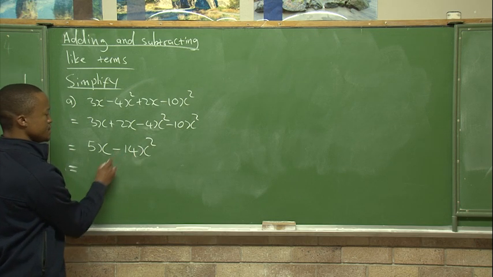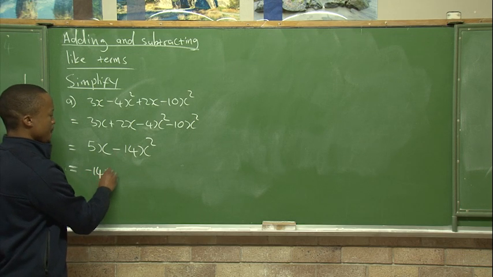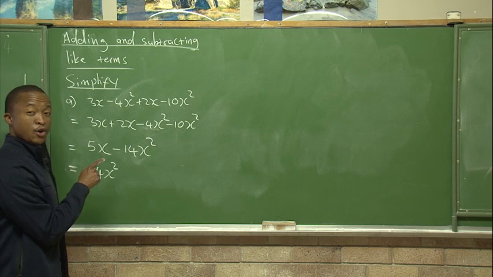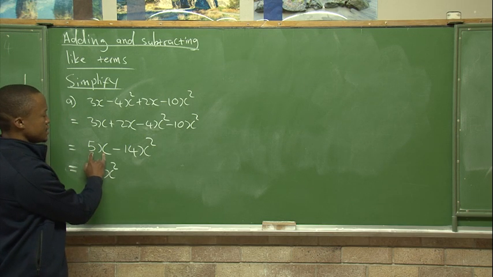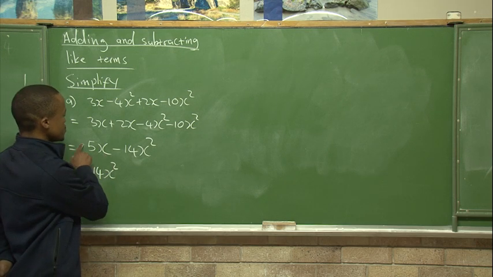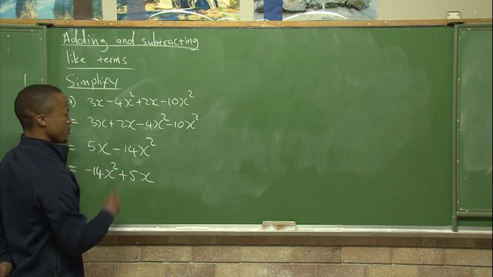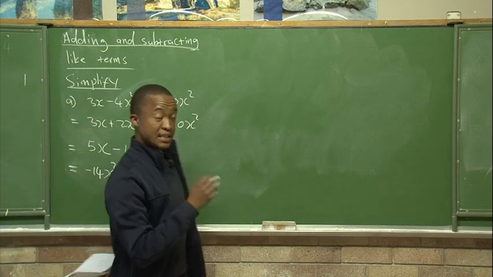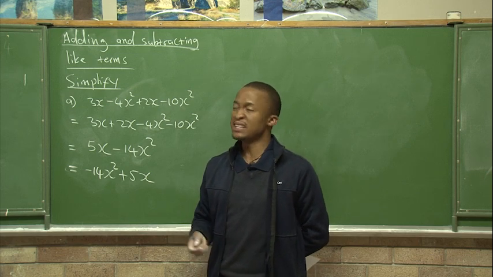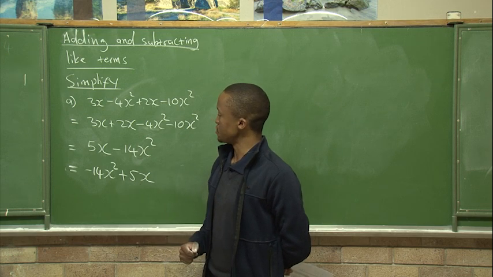14x squared is negative. So as you move your term, you move with the sign. So we'll have negative 14x squared, and then 5x is positive. Remember, the operation sign is not indicated in front of the term, which implies that it is positive. So we move 5x with its sign, it's positive, and then we'll have 5x. And by that, we've simplified our expression and written it in a conventional manner, a manner we all agreed upon as mathematicians, that is how we would write algebraic expressions.